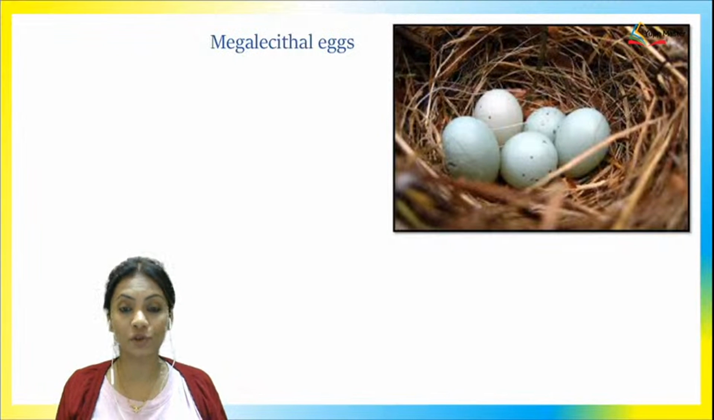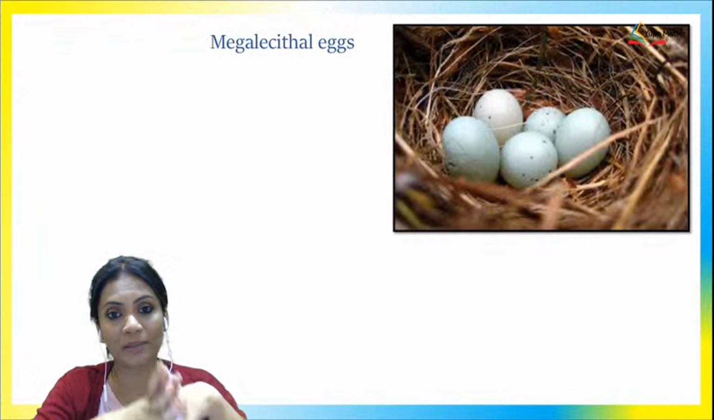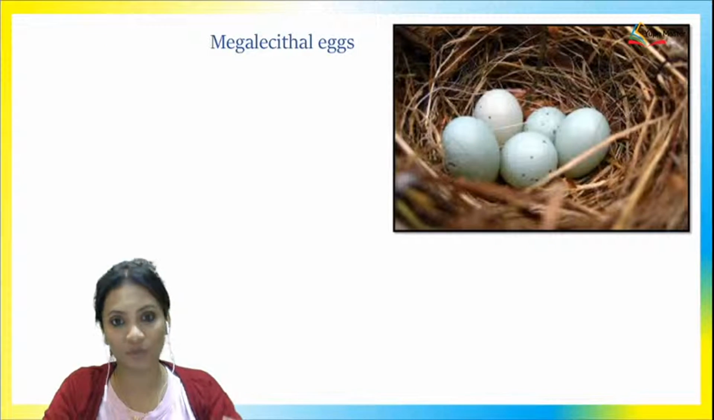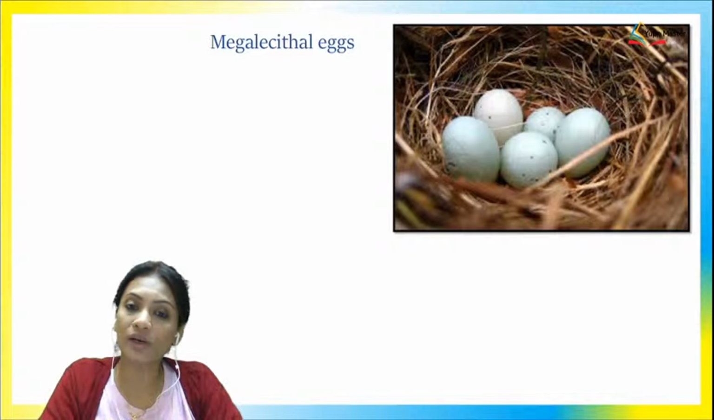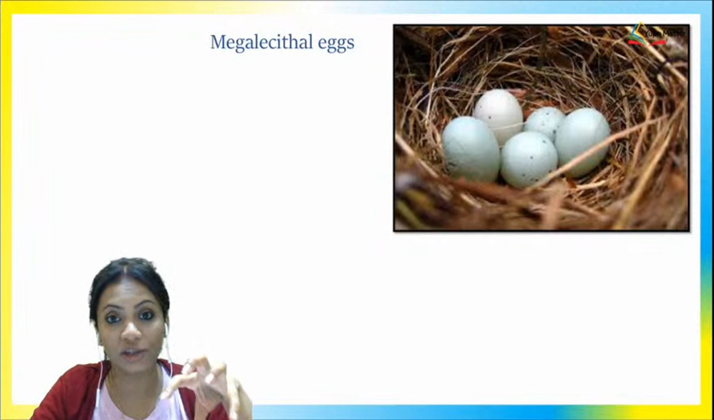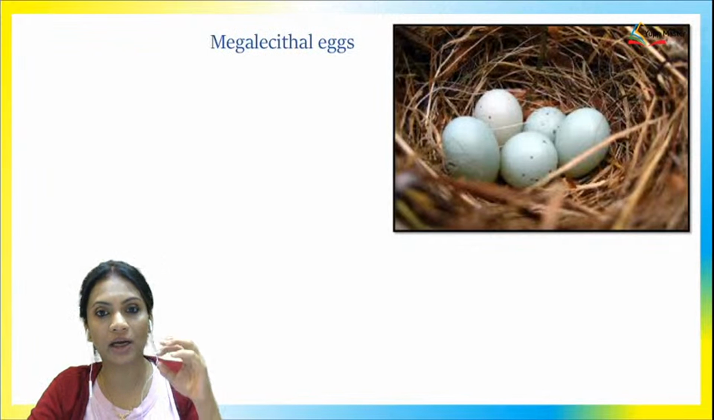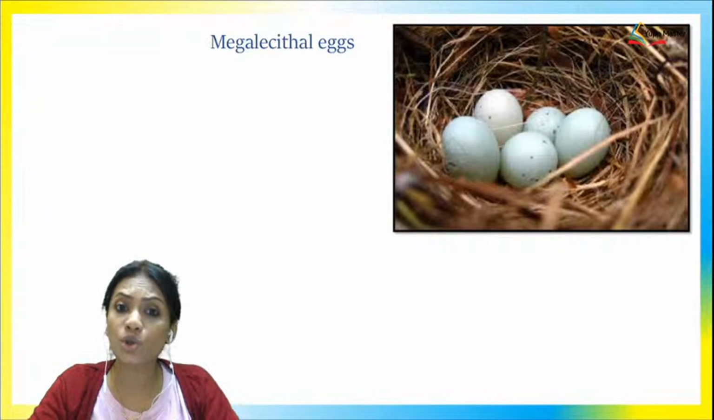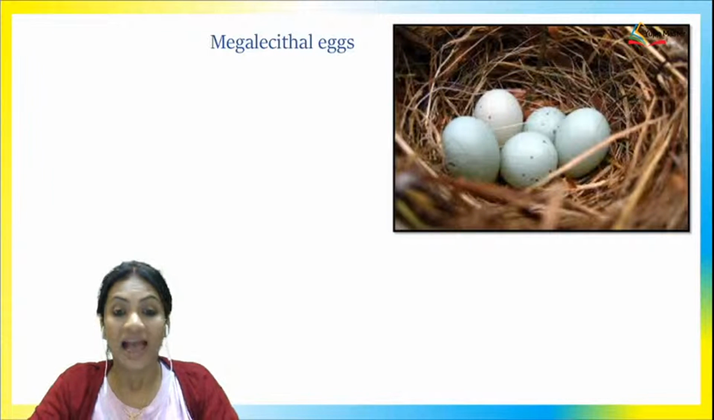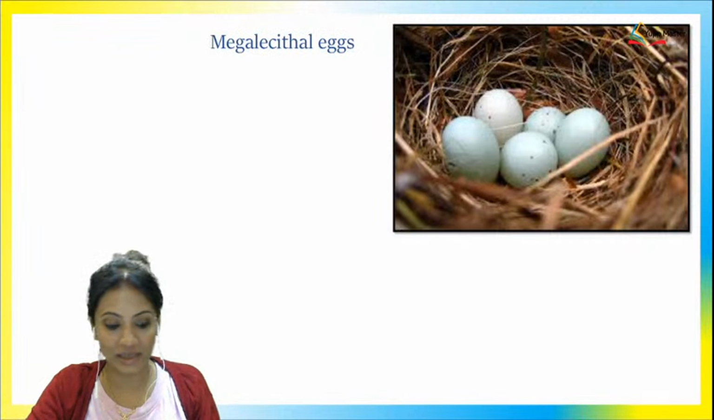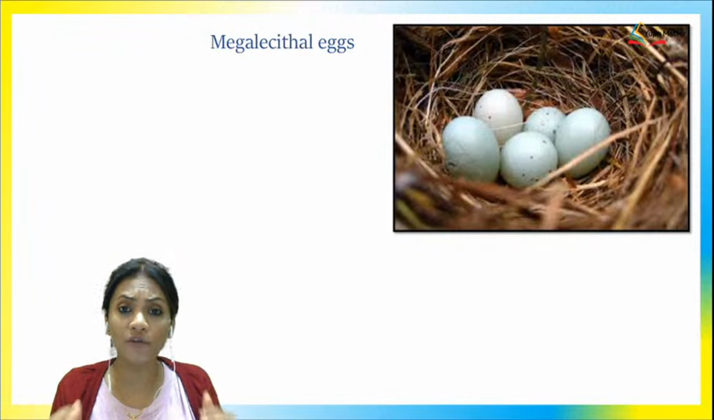There is no source of nutrition directly from the mother. So whatever nutrition that the young one would be requiring in order to develop, the embryo would be requiring in order to develop, that is going to be given in the form of the yolk. So that's why bird eggs have to have a considerable amount of yolk so that the developing embryo inside can further develop. And that's why we're going to be calling these eggs the megalecithal eggs, because they have got a large amount of yolk inside them.